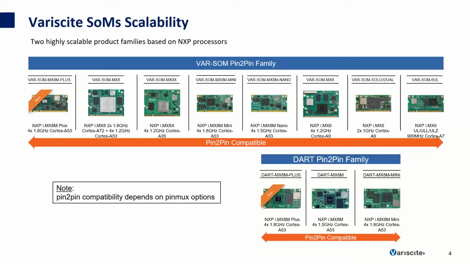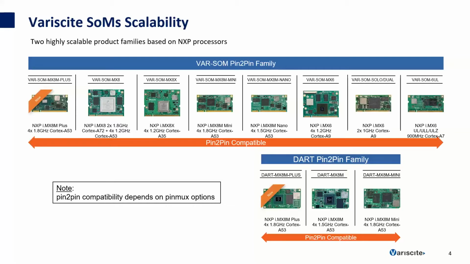Okay, so Variscite primarily has two SOM families. One is named VAR-SOM, and the second is named the Dart family. On the top here, you can see our VAR-SOM modules. These offer scalability from the IOMUXC UL all the way up to the latest IOMUX 8M+. And in general, all of these modules are pin-to-pin compatible with each other depending on the PinMux options that you select. And then on the lower right is our Dart family.